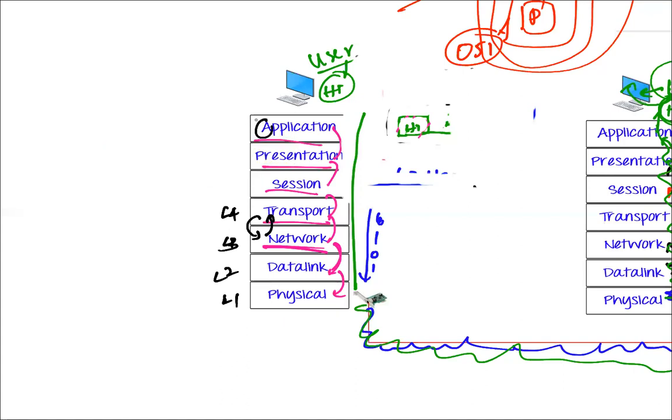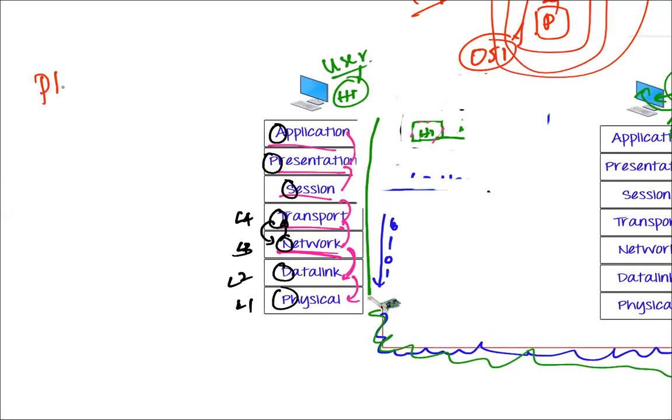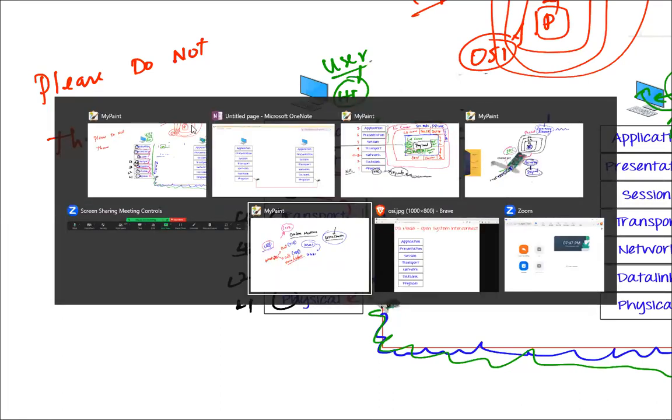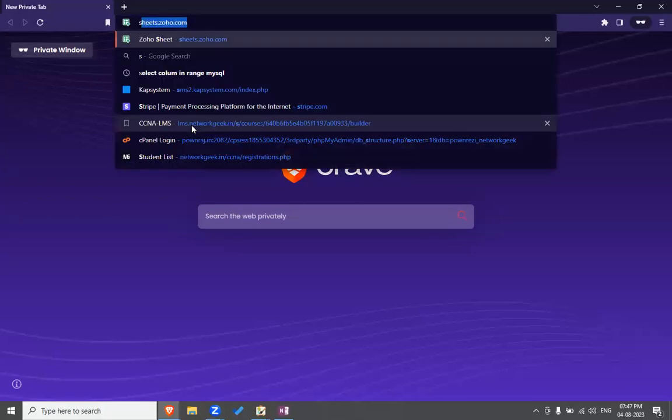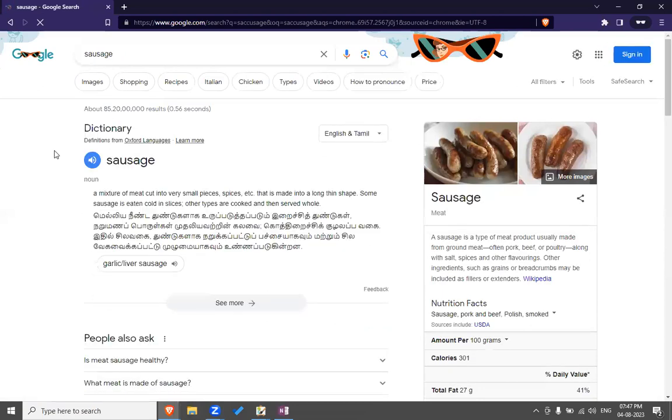So A, P, S, T, N, D. You can see I circled only the first characters of those layers. Now I'll simply say this statement. I'll write it also. Please do not throw sausage. I'm not sure of the spelling. Let me get the spelling from Google, please. Sorry, just a statement. Yeah, this is the sausage.